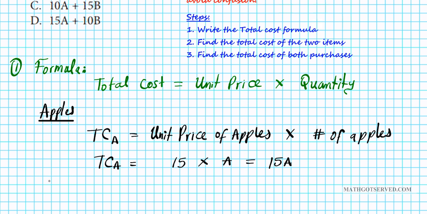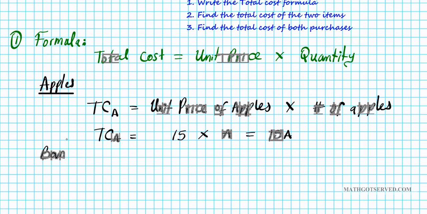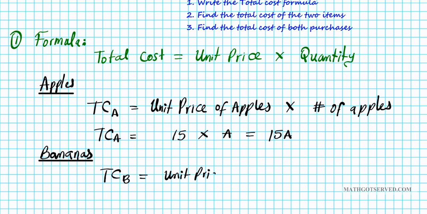All right, now let's shift gears and take a look at bananas. So for bananas, we're going to use the same approach. We'll write down the formula. So the formula again is going to be total cost for bananas is equal to the unit price of bananas multiplied by the number of bananas that was purchased.